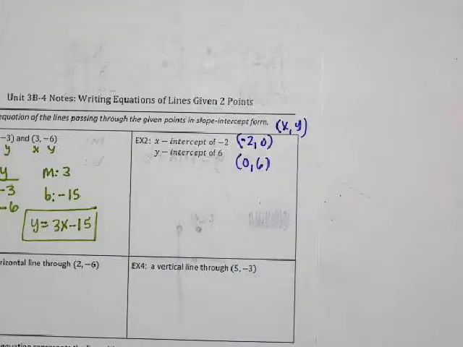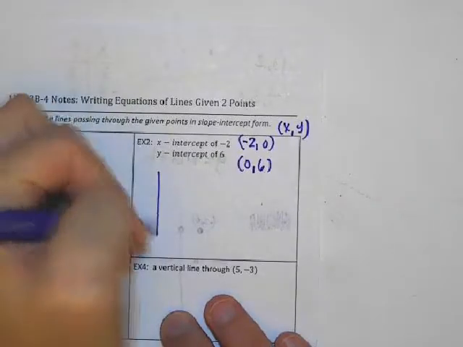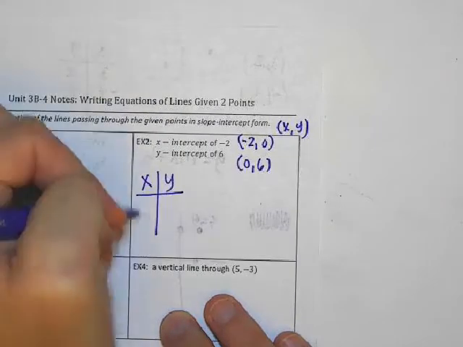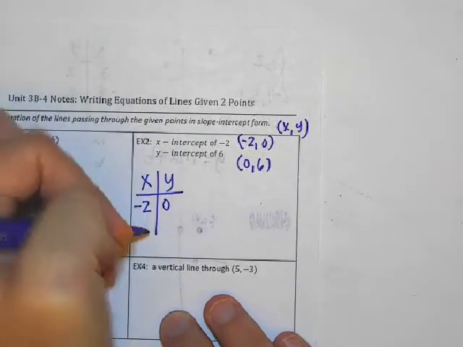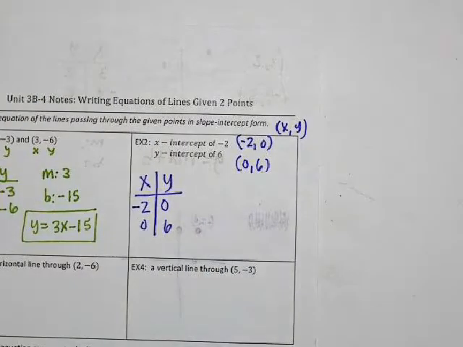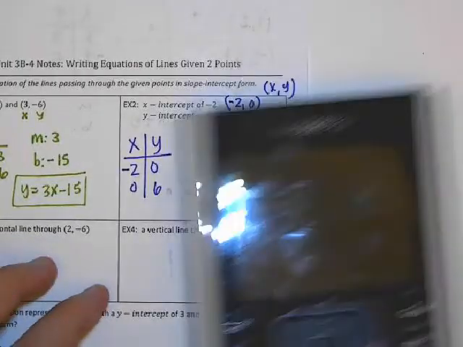How do I go from 2 points to an equation? What do I have to do? Make it a table. So draw your table. One big table. X, Y. My first point is -2, 0. My second point is 0, 6. Then we're all going to go plug this in lists and spreadsheets together.